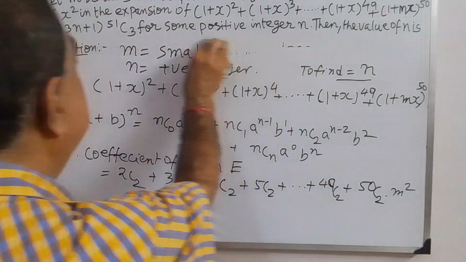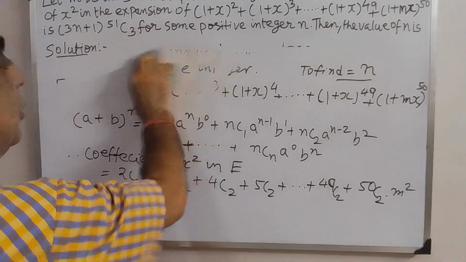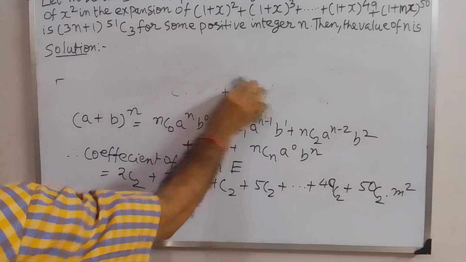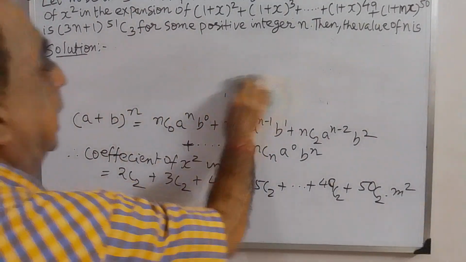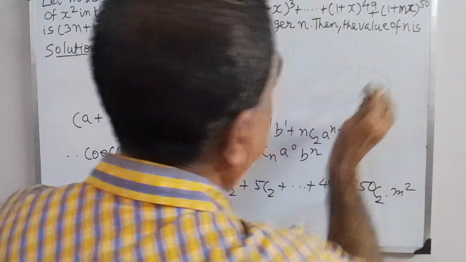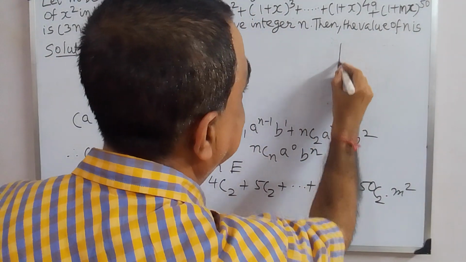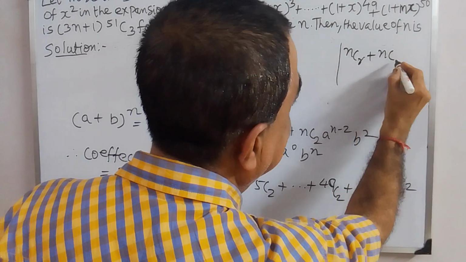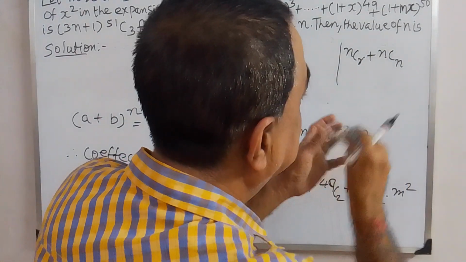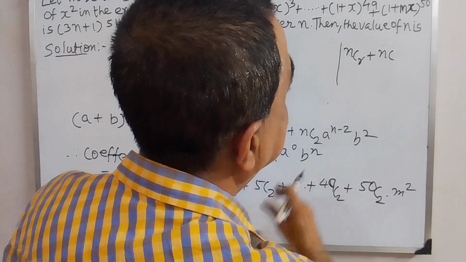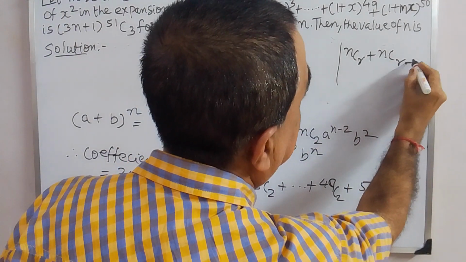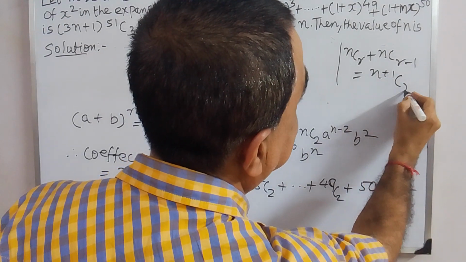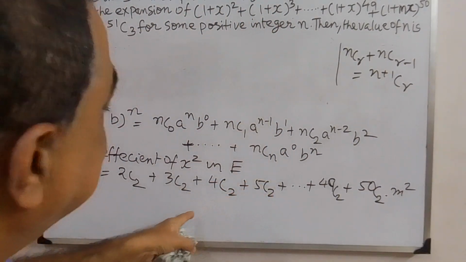And here the important formula that is required. Okay, see here, what is the important formula that is required? Here you have to know the formula for the binomial expansion: nCr plus nC(r minus 1) is equal to (n plus 1)Cr. This is the formula that will be needed.